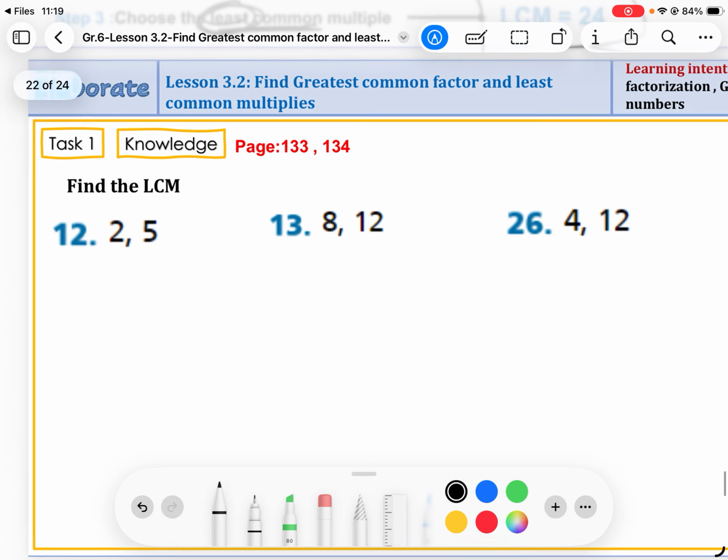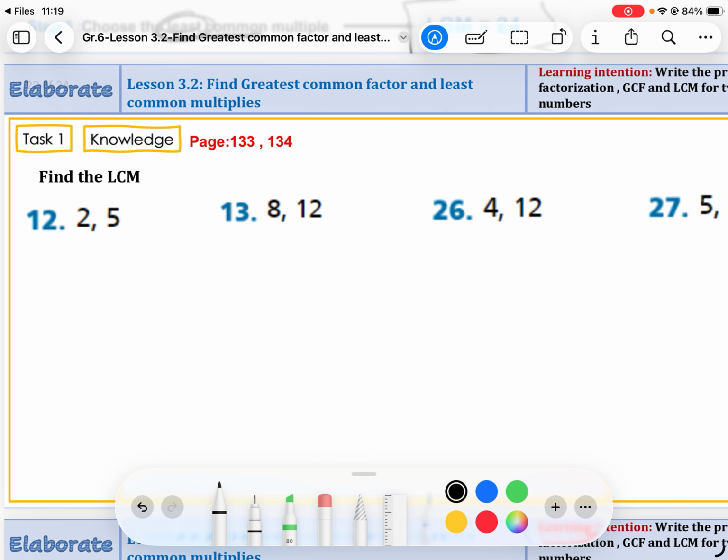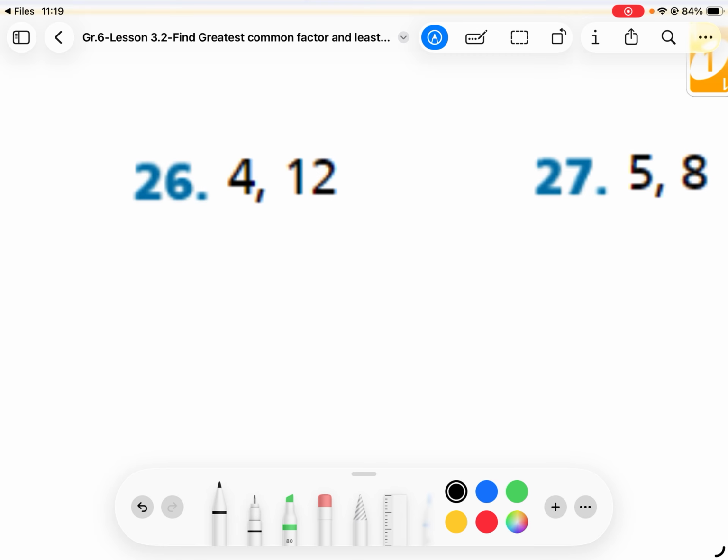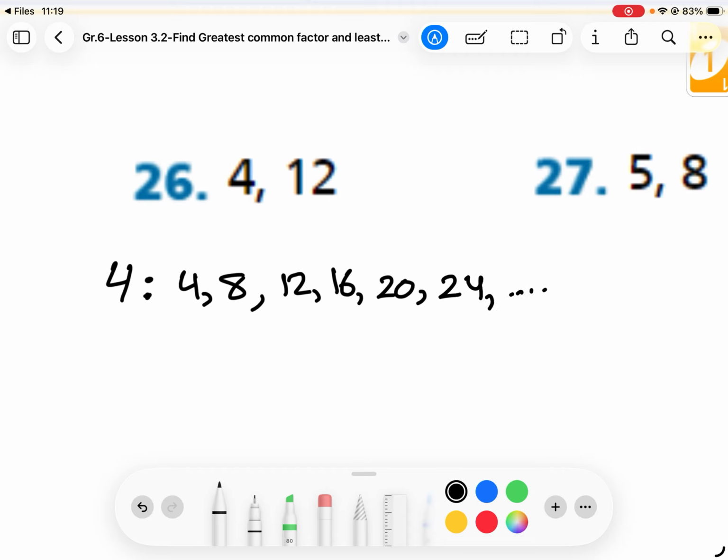Okay, let's solve a couple of examples here. Okay, 2 and 5, I'm going to leave that for you. It's easy. So this is how you're going to do it. For 4, you're going to write the times table of 4: 4, 8, 12, 16, 20, 24, and so on. Next, 12, let's go. 12, 24, 36, and so on.